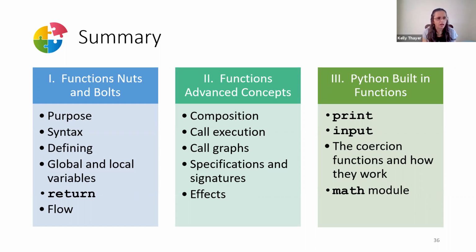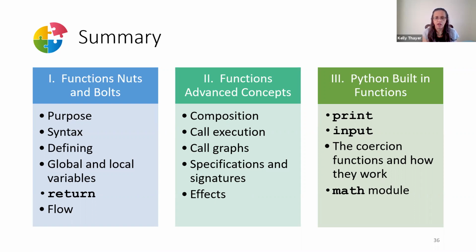To summarize what we've discussed, we've talked about functions nuts and bolts, which included the purpose of functions, the syntax for actually defining them, how you would define them, the global and local variables, the concept of return with implicit and explicit returns, and also the type of what they return, so the None versus the None type. And we've also talked about how the flow in programs can be diverted.